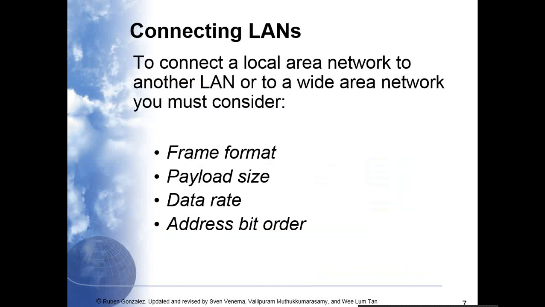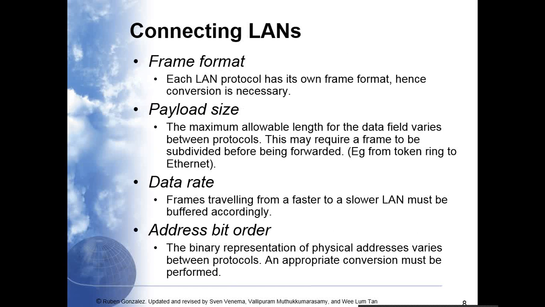So when we're connecting local area networks, you need to consider a number of things: the frame format, the payload size, the data rate, and the address bit order. Some of those we have seen already. The frame format, well, every local area network protocol will have its own idea about what a frame looks like. And that means some conversion will be necessary if you're talking to different kinds of networks. The payload size. Again, every local area network will have a different idea about what is the biggest packet you can have, or the biggest frame, and the smallest frame.